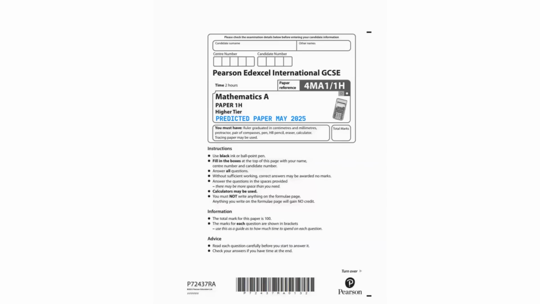Hey guys, so I've made this predicted paper for Pearson Edexcel IGCSE, paper code 4MA1, higher paper 1. In this predicted paper, I have selected possible questions from 2018 onwards to 2024. I've selected the most difficult questions so that even if you have some confusions about how to solve questions, these challenging questions will address those confusions and help you in scoring a better grade. So without further delay, let's start these questions and see how we can make our preparation better for the exam and score better. So let's start with the first question.